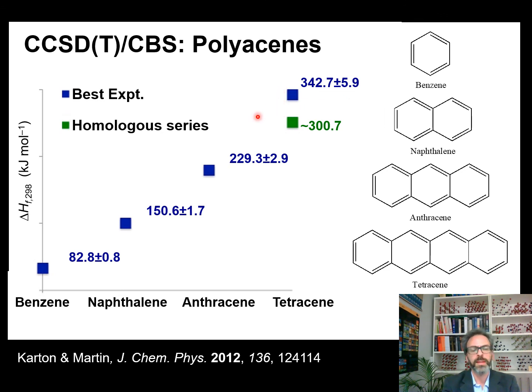So in a case like this, it's very useful to be able to apply a composite ab initio method to calculate these heats of formation. And we did that with W1 theory. For benzene, naphthalene, and anthracene, we get a fairly good agreement between theory and experiment. And for tetracene, our theoretical value is much closer to the estimated value from the homologous series. So these calculations suggest that the error bar associated with this measurement is much larger than what we see here.